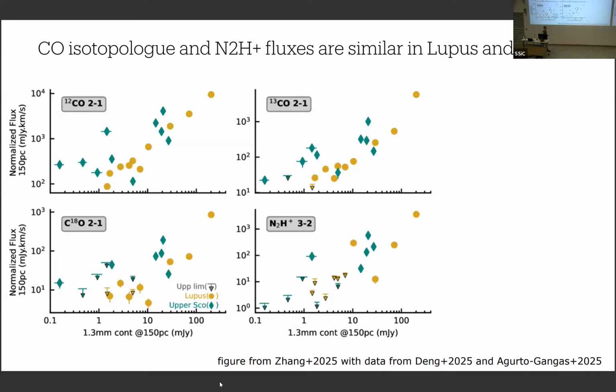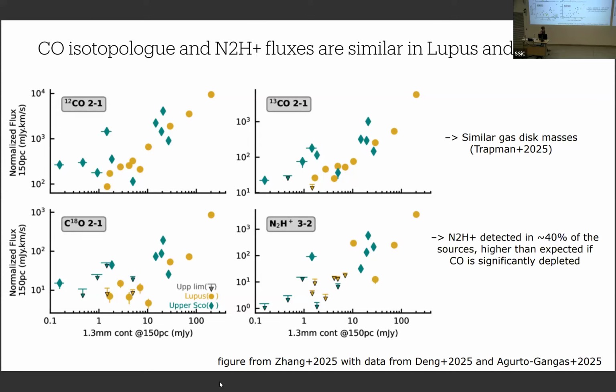And that was the first surprise, because we decided to choose Upper Scorpius to probe the evolution, so we expected some dispersal. But basically, from these observations along with the modeling, one of the first results that came out is that there are similar gas disk masses between these objects in Lupus as well as in Upper Scorpius.